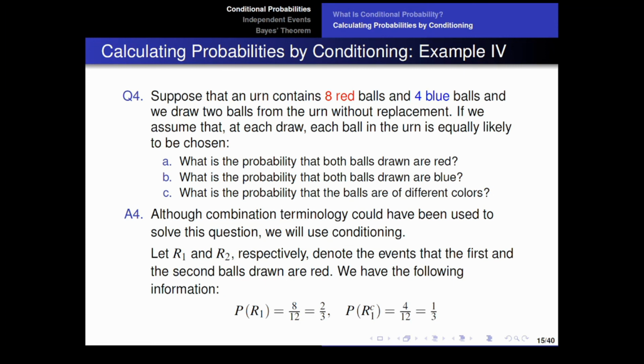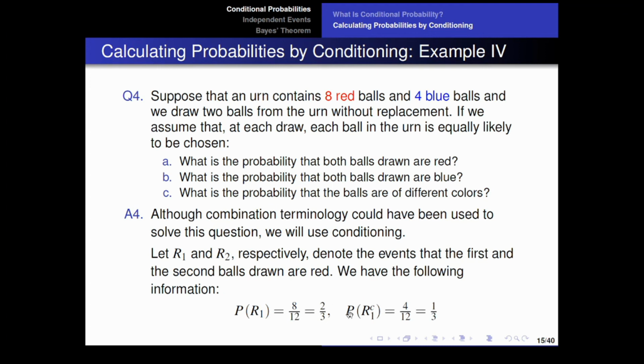However, starting from today, we can also solve this kind of question based on conditional probabilities. So this is what we are going to do. We say that R1 and R2 are denoting the events that the first and the second balls drawn are red. So R1 is the event that the first ball drawn is red, and R2 is the event that the second ball drawn is red. Now, probability of R1 is 8/12 because in the beginning there are 12 balls and 8 of them are red. Therefore, in the first selection, the probability of selecting a red ball is 8/12 or 2/3.